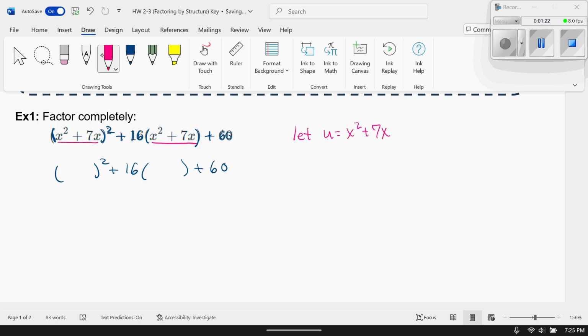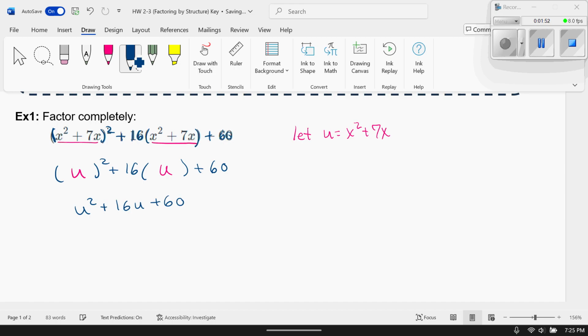Now, instead of writing x squared plus 7x squared, we're just going to write U squared. And then instead of writing 16 times x squared plus 7x, that's complicated, we're going to write 16 times U. Because now this is something easy that I can factor. I can factor U squared plus 16U plus 60.